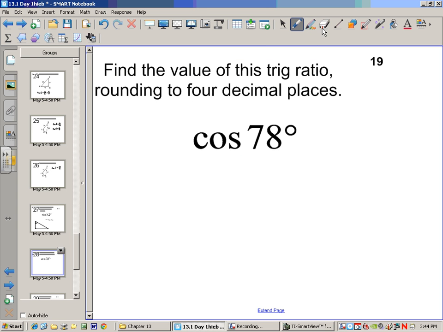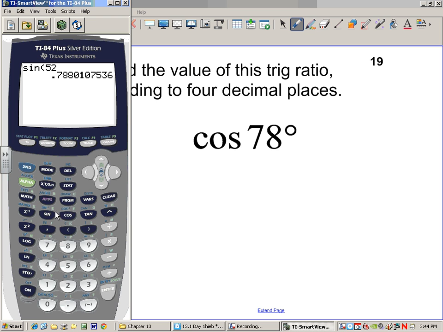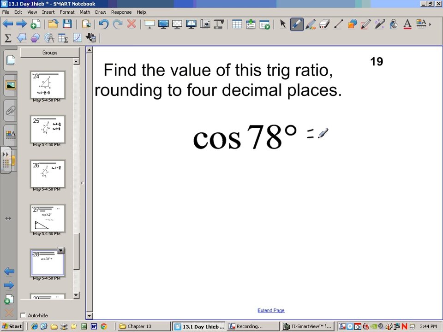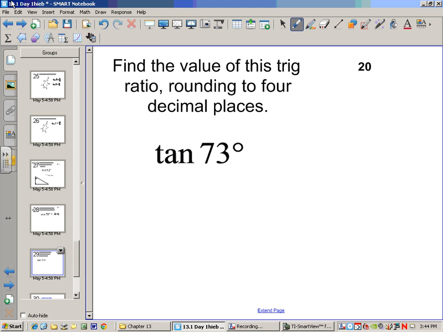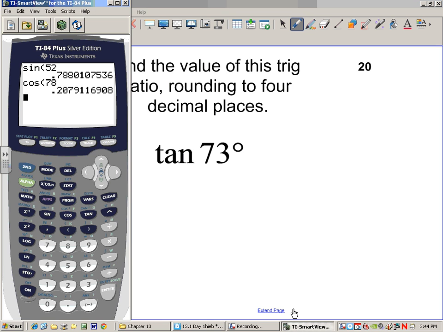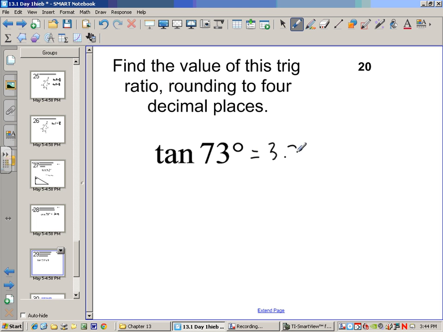Now cosine of 78, we do the same thing. Type into your calculator cosine 78. Make sure you're getting the same numbers I am, so this would be 0.2079. Now usually we go out 4 digits when we're doing trigonometric ratios. Tangent of 73. It's not rocket science here. You just push tangent 73, hit enter, and that's 3.2709. It said 08, but it was 085, so that would just move the last digit up to 9.